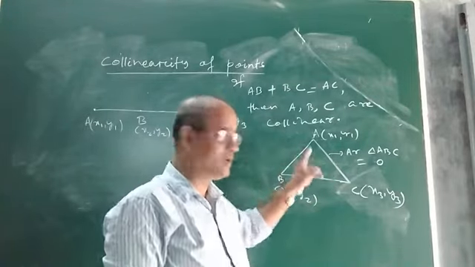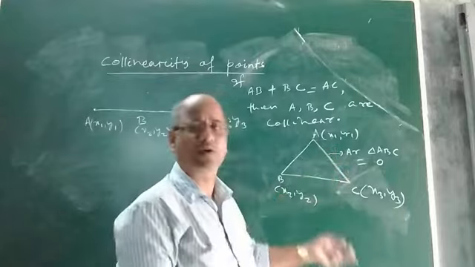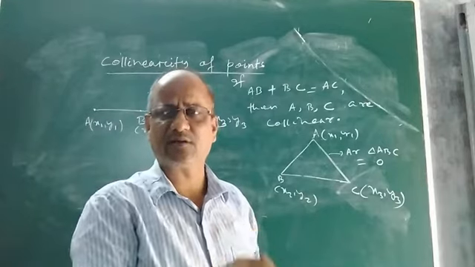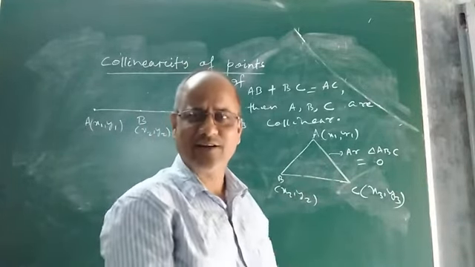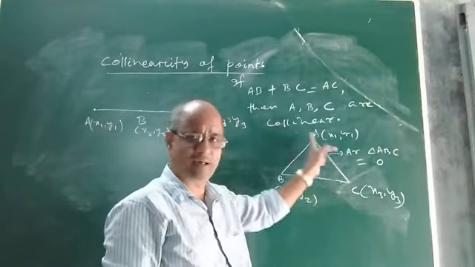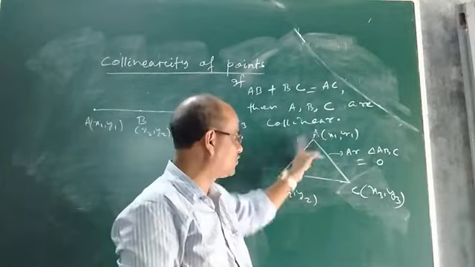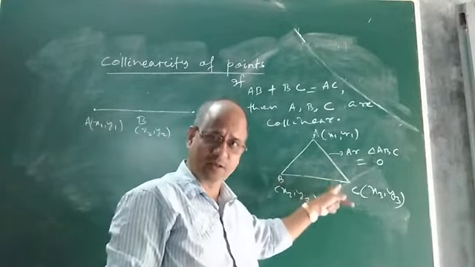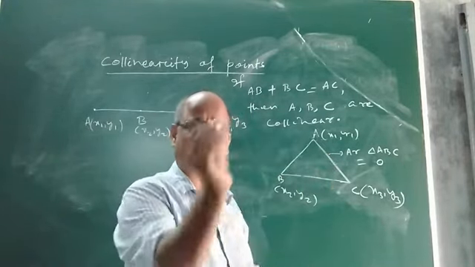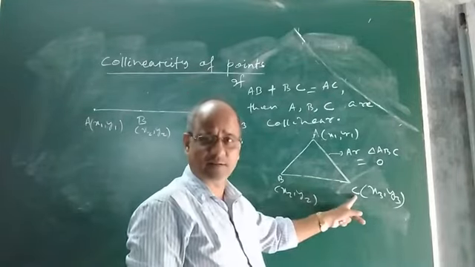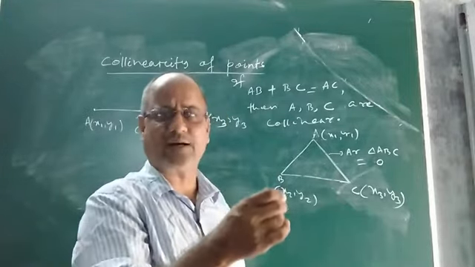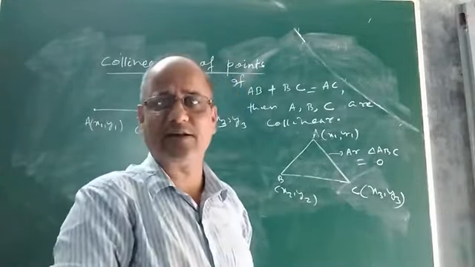Now if the area of this triangle becomes 0, then the 3 vertices or the 3 points will never be non-collinear. So they will be collinear. So my point is, the 3 points A, B and C, whose coordinates are given, here are non-collinear. That is why they have formed a triangle. Now in order that these 3 points A, B and C become collinear, the area must be equal to 0. So that is another condition for collinearity of 3 points.